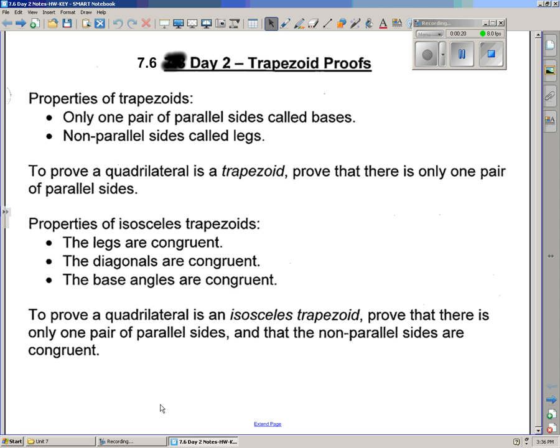We tend to really deal with the isosceles trapezoids more than anything else. So if you deal with isosceles trapezoids, you need to remember that the legs are congruent, diagonals are congruent, and the base angles are congruent. So if you have to prove that something is an isosceles trapezoid, you want to prove that there's only one pair of parallel sides and the non-parallel sides are congruent. We tend to really just deal with isosceles trapezoids with our proofs.